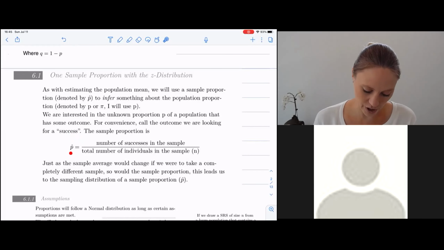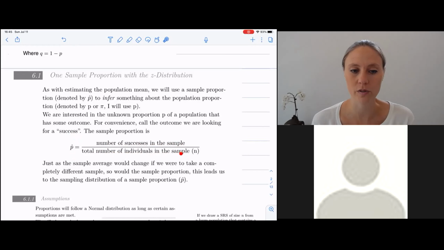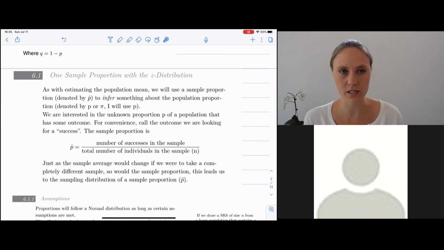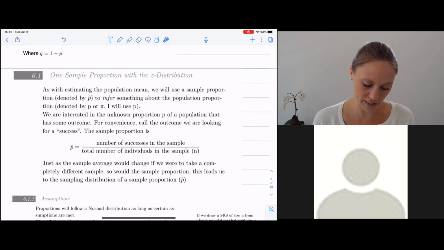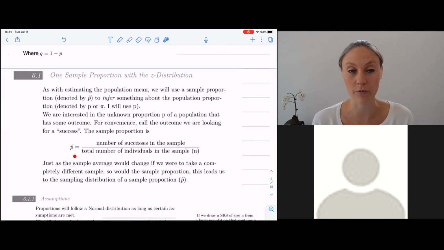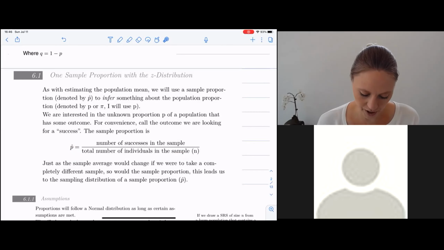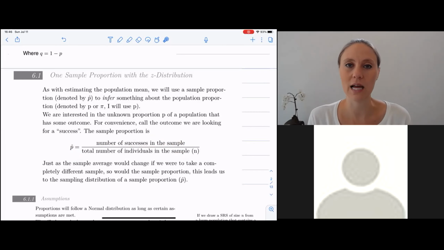Okay, so to calculate the sample proportion, it's the number of successes in the sample over the total number of individuals in the sample, of course. Then use the decimal version for your calculations. Or you can use the exact fraction if you want to, but then it tends to get kind of boggy. So usually I calculate a decimal and then round it to 3 or 4 decimal places, and then it should be okay.